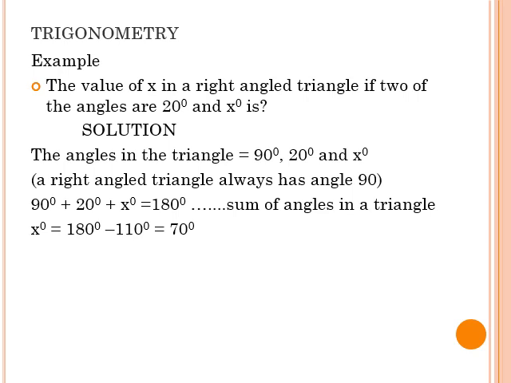So we have to find the value of x. We are going to say 90 plus 20 plus x is equal to 180, because the sum of angles in a triangle is equal to 180 degrees. We add 90 plus 20 to give us 110, then take the 110 over to the other side and collect like terms. x degrees is equal to 180 degrees minus 110 degrees, which is equal to 70. So x is equal to 70 degrees. Good.